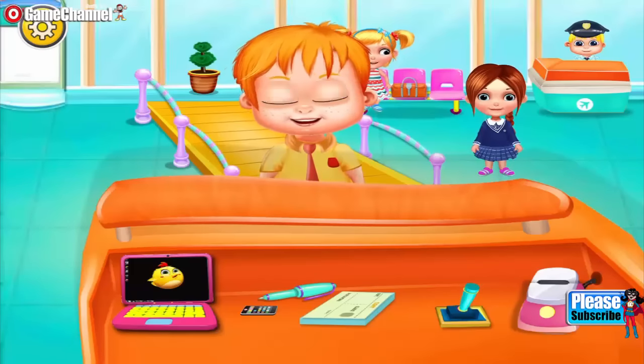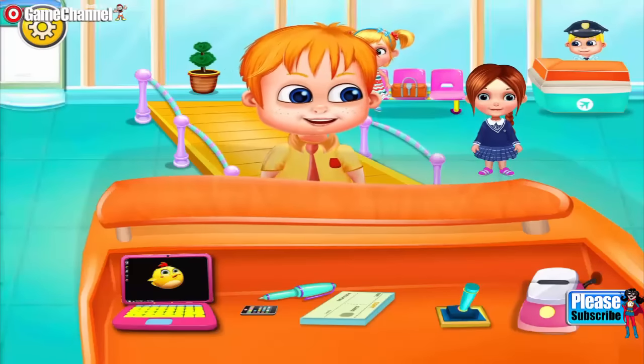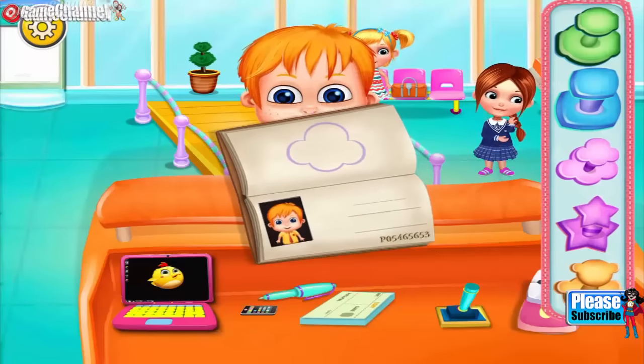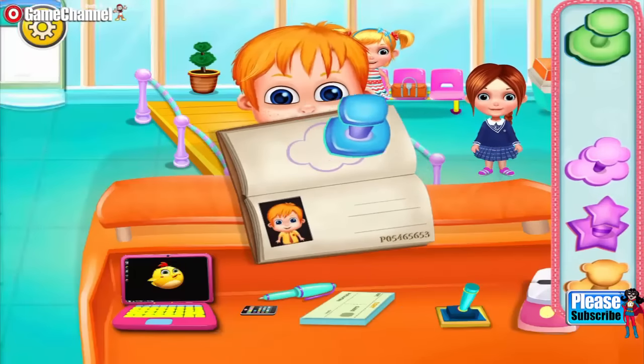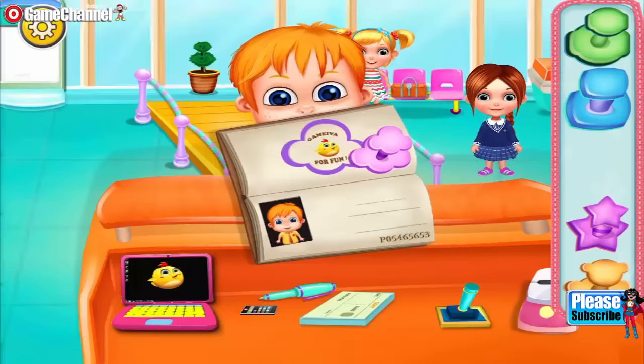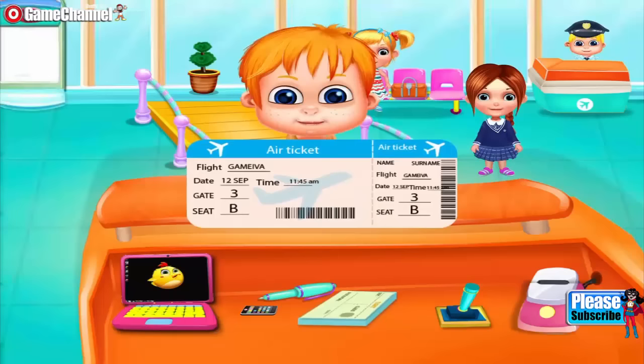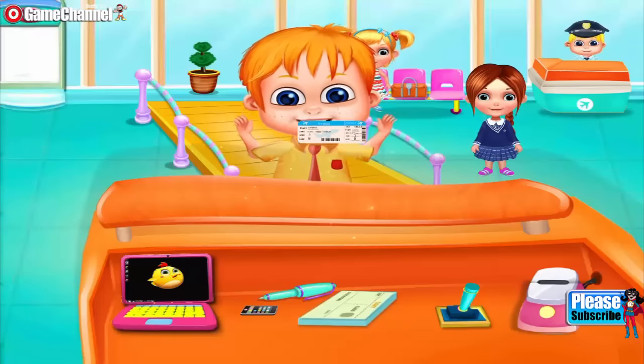Need to get my passport checked. I need a stamp on it. Look at the shape and put the stamp. Oh, that's my air ticket. Wow, formalities completed.